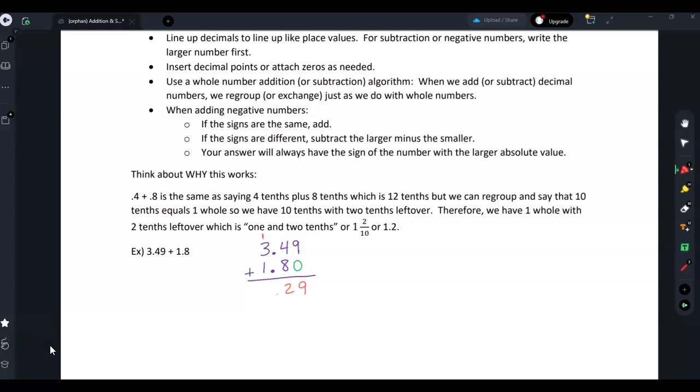And then we just bring down the decimal, right? So wherever the decimal is in my problem, I would just line that up in my answer. And then I would add 3 plus 1 plus the 1 that I regrouped, and I would get 5 and 21/100ths.